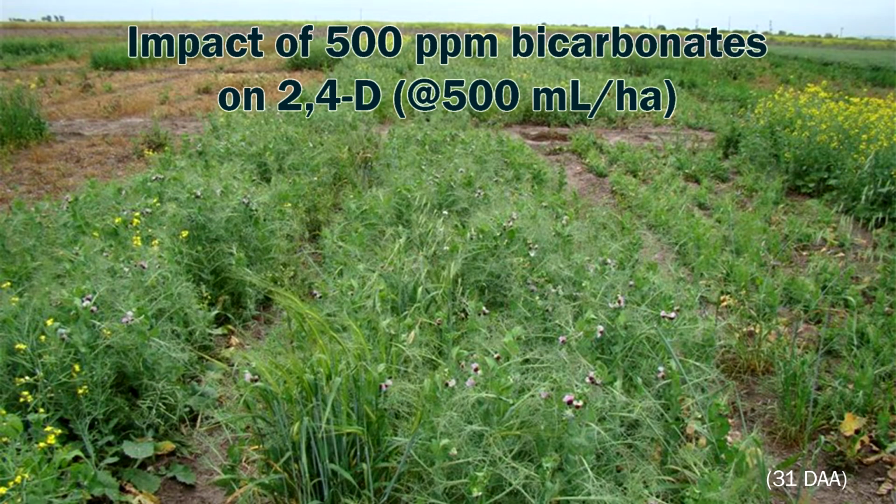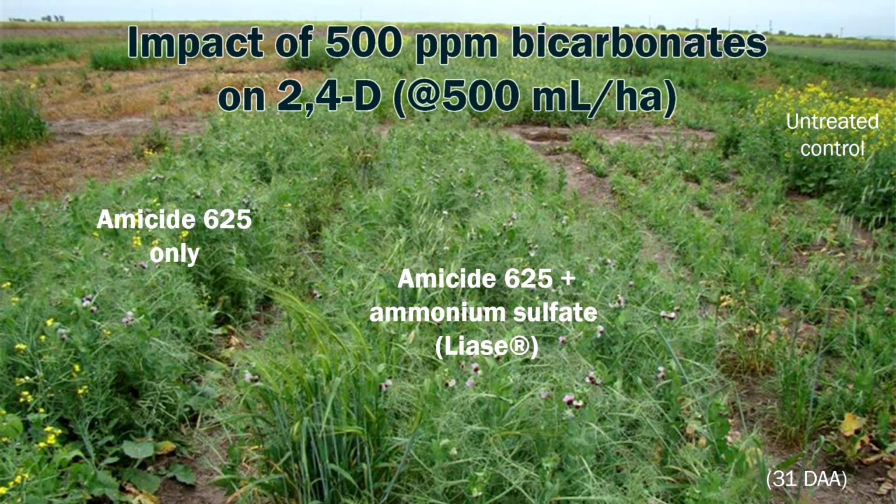And now we're looking at 500 parts per million bicarbonate with and without Liase, or ammonium sulfate, showing that the Liase is not giving us much amelioration of this high bicarbonate level. Conversely, we switch to an ester 680. On the right-hand side here, we're back to full efficacy.